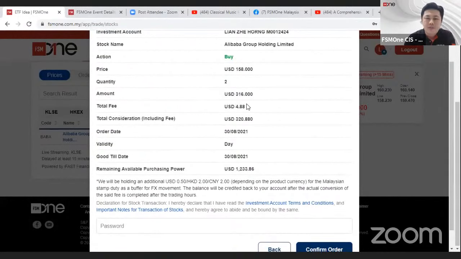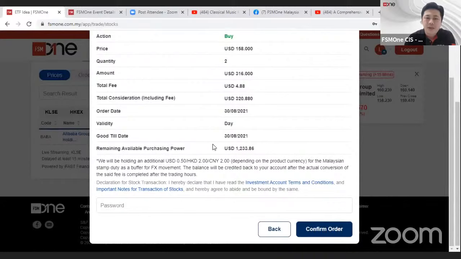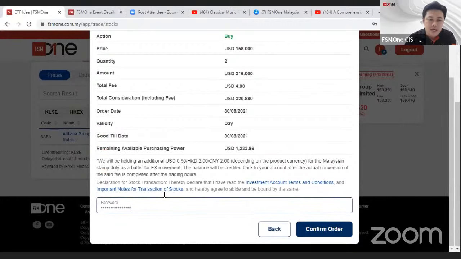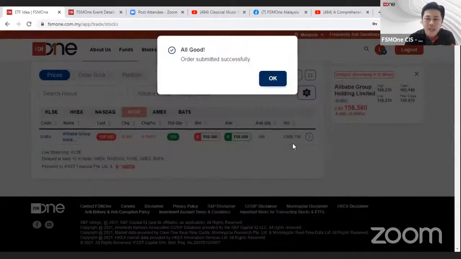Okay, so for the total fee over here, because I am staff, we have a special discount on the exchange fee. That's why you will notice that the fee is lower than a normal investor. But you will be able to see exactly the same fee if you check in the stock calculator later on. This will be the remaining available purchase power after I buy this particular stock. If I'm okay with this, then I can just key in my password and confirm the order.